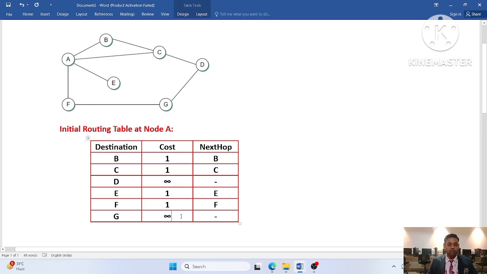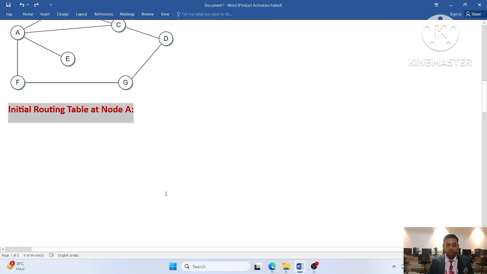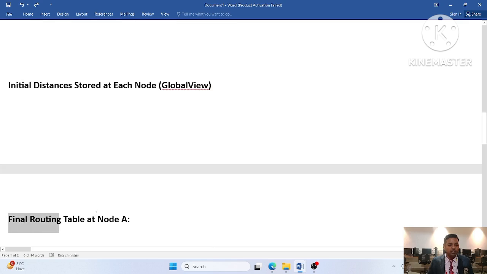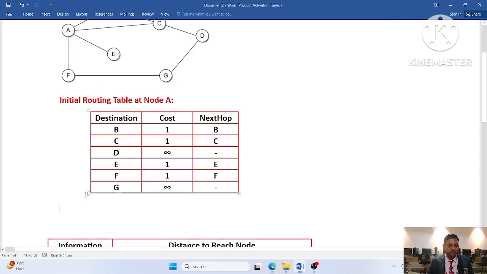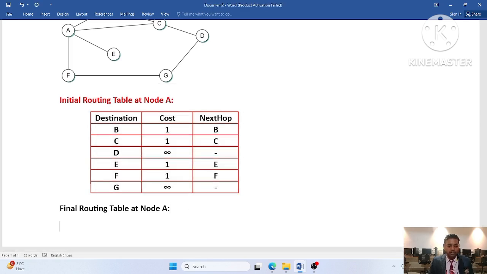So this is what will happen in the second phase. In the first phase, each router will have its routing table, and in the second phase, all the routers will share its routing table information with its neighboring routers. With time, all the infinity values will be updated with the correct value. So next we are going to determine the final routing table at node A.